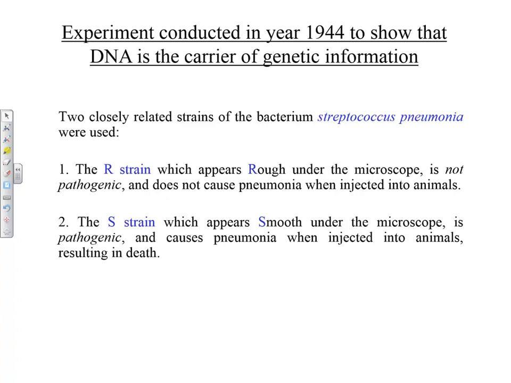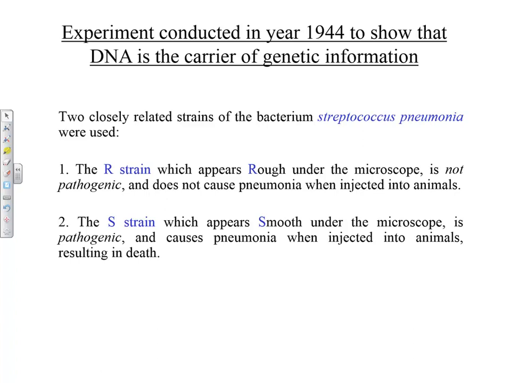strains of this bacterium. The R strain, it's called R because it looks rough under a microscope, is not pathogenic, it's not harmful, right? And it doesn't cause pneumonia when injected into animals. So if you take a bunch of rats and inject them with the R strain, the animals are doing fine, they don't die. The S strain looks smooth under the microscope, it's pathogenic, and it causes pneumonia when injected into animals, resulting in death, and the animals die.